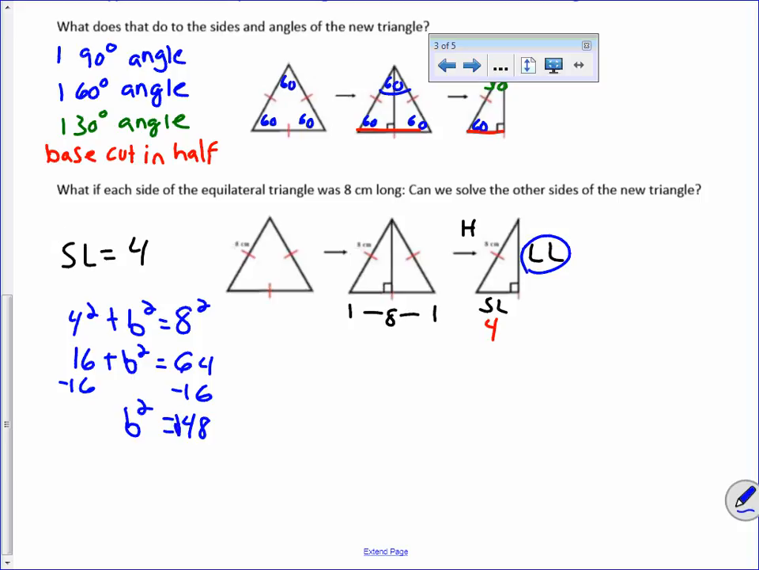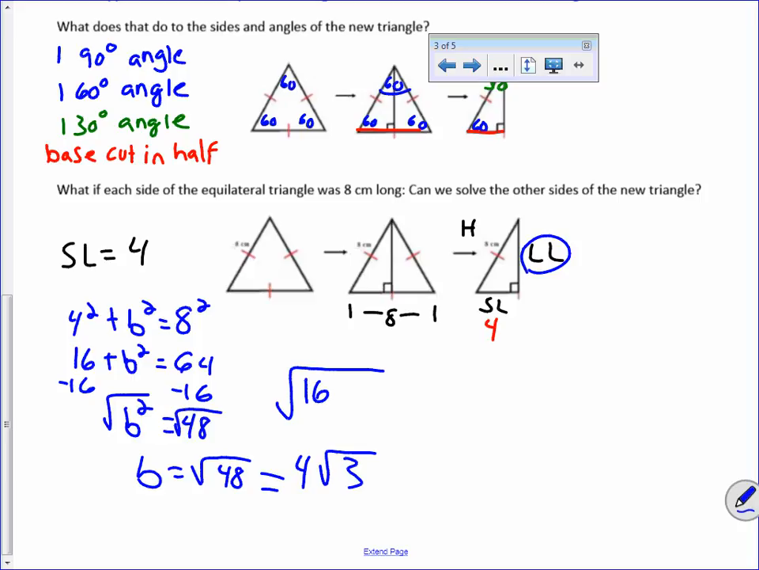We got to take the square root. So b is equal to square root 48. If the radical can be simplified, we always have to simplify it. Okay. So the square root of 48 simplified is going to be, again, we saw on the last page, 4 root 3. 16 times 3 is 48. We pulled out the 16. So that's how we got 4 root 3 there.